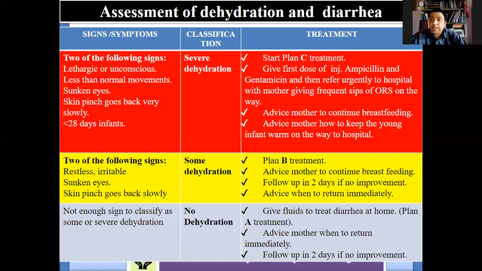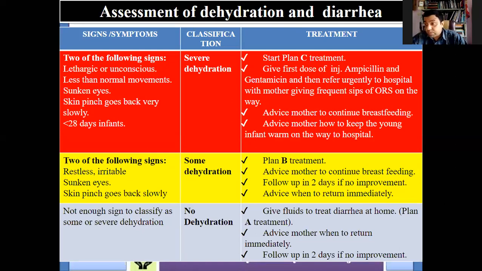We need to advise these things because breastfeeding is good for prevention of hypoglycemia and hypothermia too. Then it is for KMC. This means advise mother how to keep young infants warm on the way to hospital. That is kangaroo mother care. This is for severe dehydration. ORS, injection ampicillin and gentamicin, KMC and breastfeeding is the management for plan C.